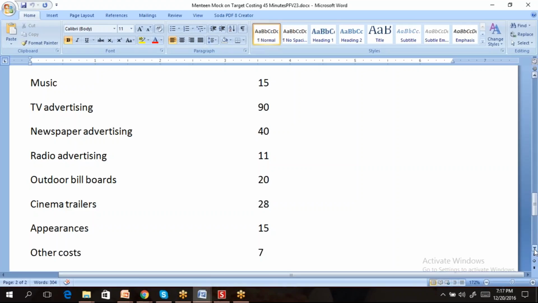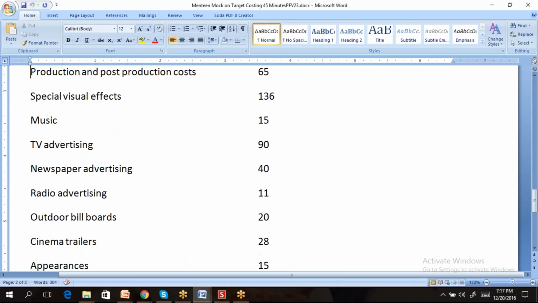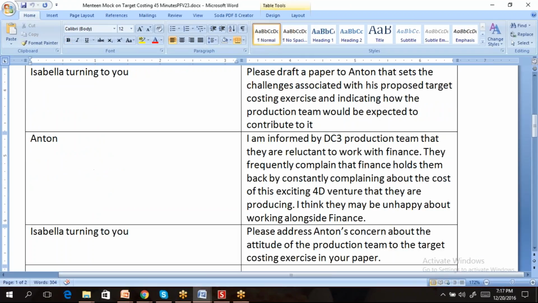So how to challenge that one? What is the question? Let's look at the question again. They are unhappy. I think they may be unhappy to work alongside the finance. So what is our lady saying? Please address Anton's concern about the attitudinal problem. So how are you going to address that issue?